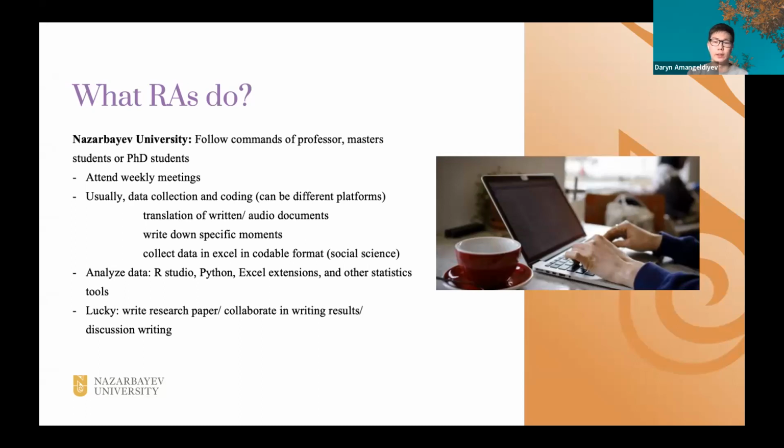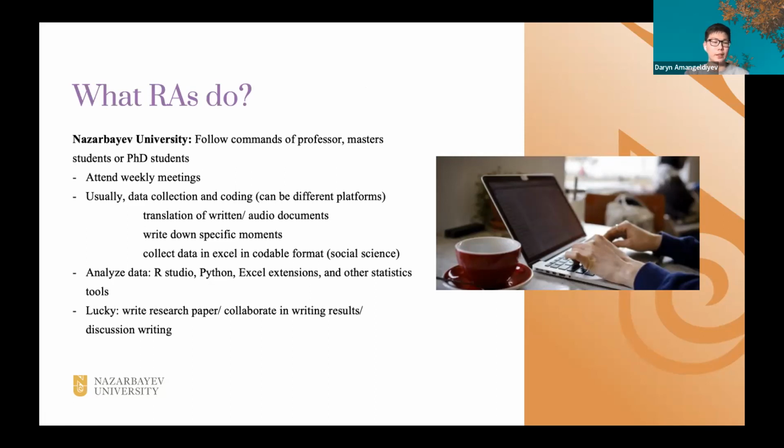And how do we analyze the data? We have different analytical statistical tools, such as RStudio, which is mostly used in social sciences, and personally, it is more comfortable for me for doing research analysis and statistics. We also have Python, which is more advanced and gives more opportunities for analyzing the data. And we also have Excel extensions, especially Google Spreadsheets. They have very good functions, and through them you can run different regression analyses, etc. So they provide very good statistical tools.